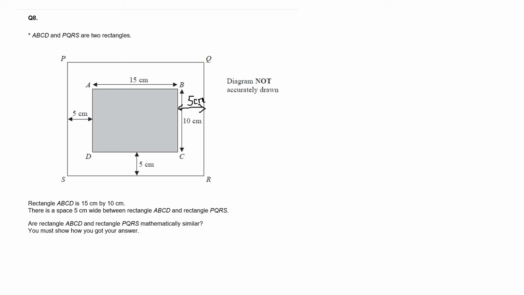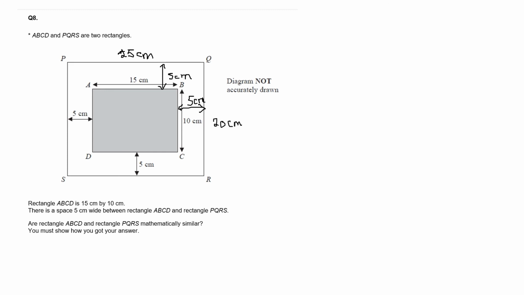So PQ is going to be 5 centimetres plus AB, which is 15 centimetres. So that would be 20 centimetres, and then add another 5 centimetres. So PQ is going to be 25 centimetres. And then the same with QR. Remember you've got that extra 5 centimetres there that hasn't been marked onto the diagram. So for QR, we're going to have 5 centimetres, add BC, which is 10 centimetres, that's 15, and then add another 5, and that will give us 20.